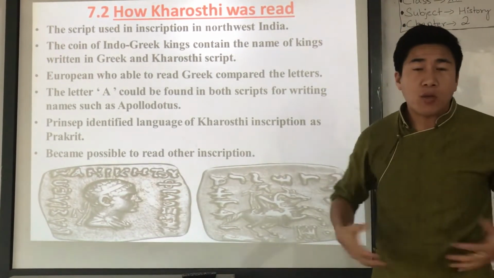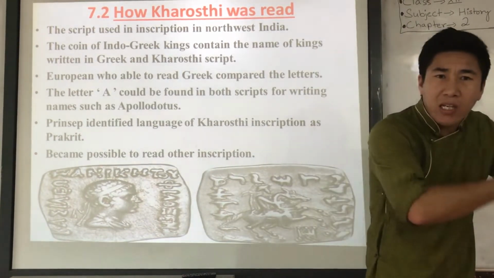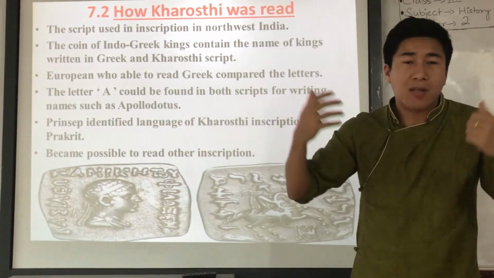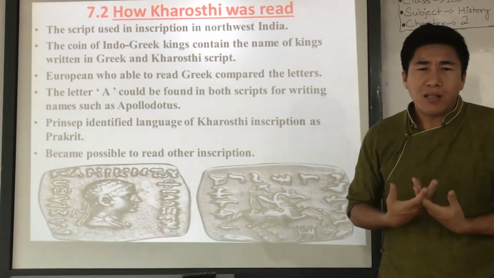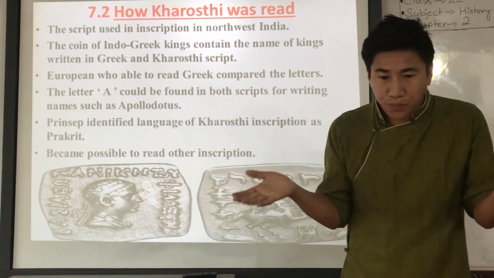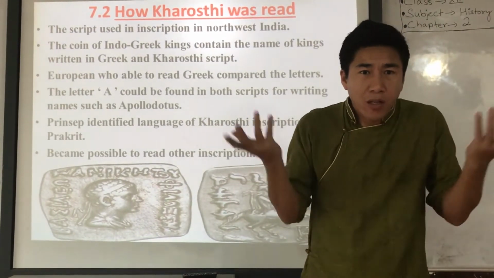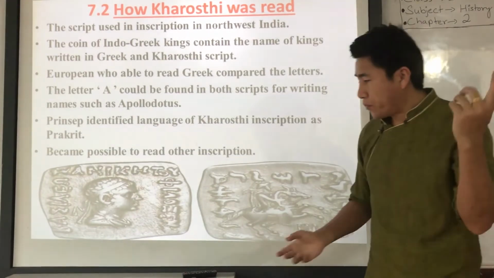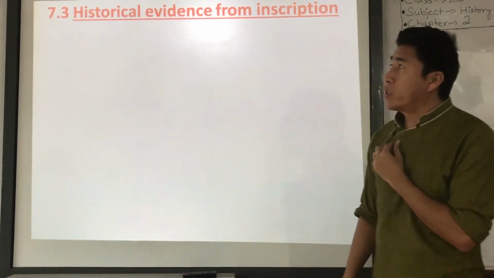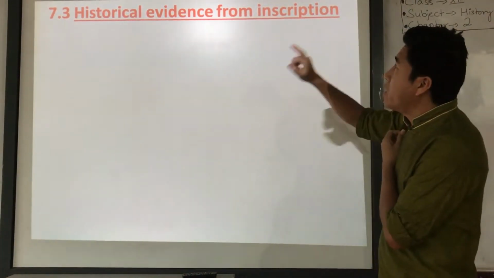Through that way, we know about Ashoka, we know about all the ancient history with the help of the Europeans, right? If they were not there, then it would be very difficult for us. What could be the history of today? Nobody knows. Understood? Now, next we are going to discuss historical evidence from the inscription.